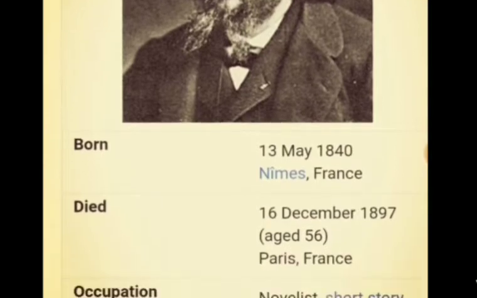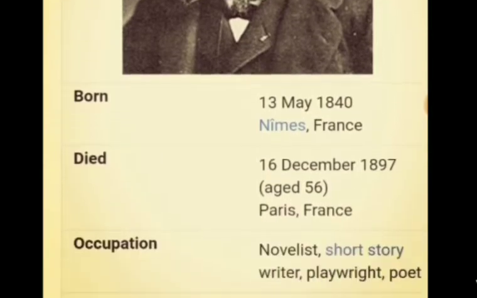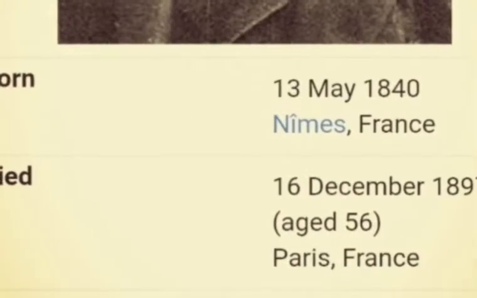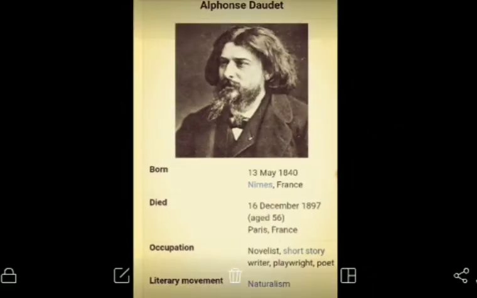He was born on 13 May 1840 in France and died on 16 December 1897, at the age of 56. He died in Paris, France. By occupation, he was a novelist, short story writer, playwright and also a poet. And he belonged to the literary movement of naturalism. So that was about Alphonse Daudet.